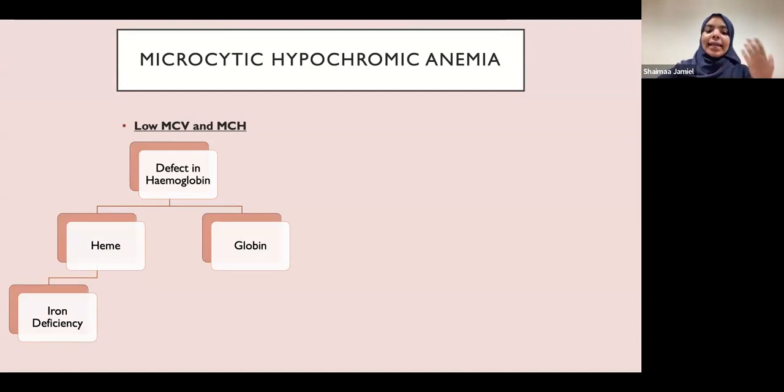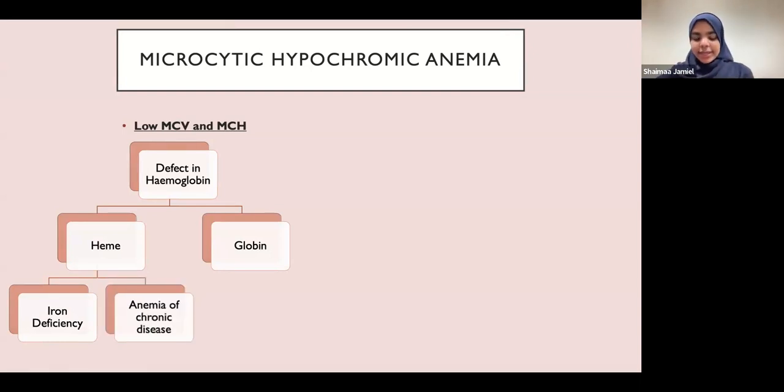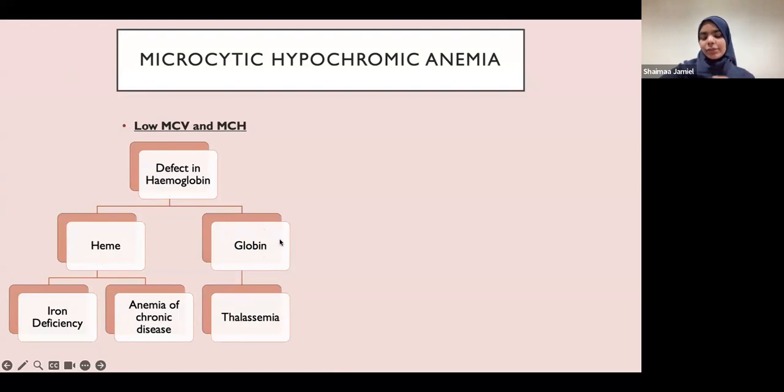Another example is anemia of chronic disease, and I think you took it in your iron metabolism lecture, but in chronic diseases or chronic inflammation, the body does not allow the blood cells to use the iron to make heme. So you have iron, but it's not being able to be used to make heme, okay? And for globin, an example is thalassemia, which we're not going to go into today. So we're not going to hemoglobinopathies, okay?